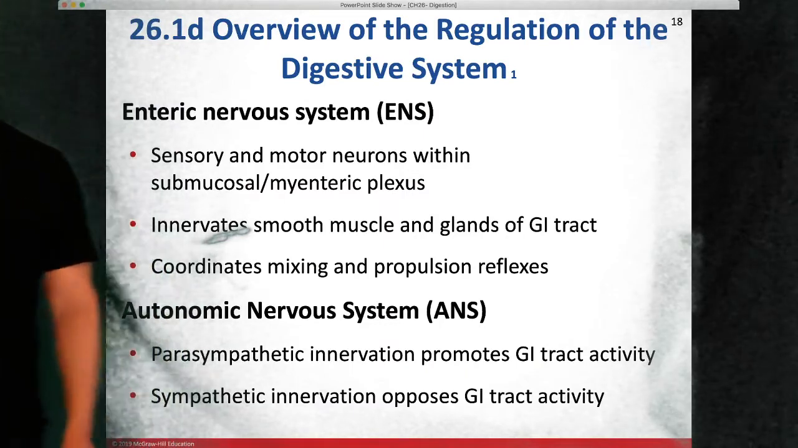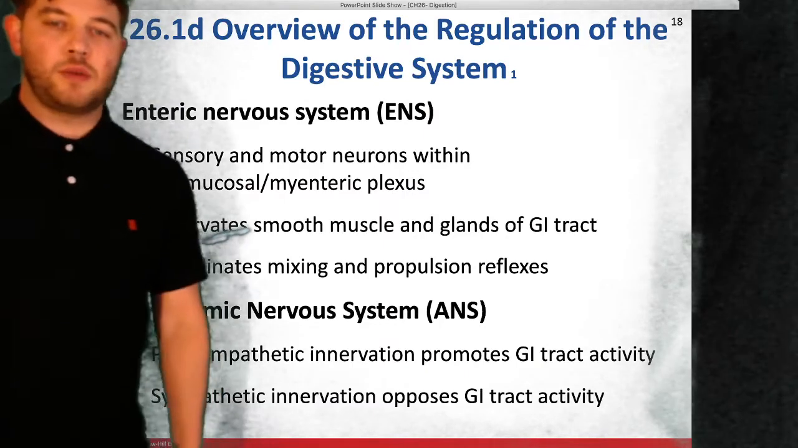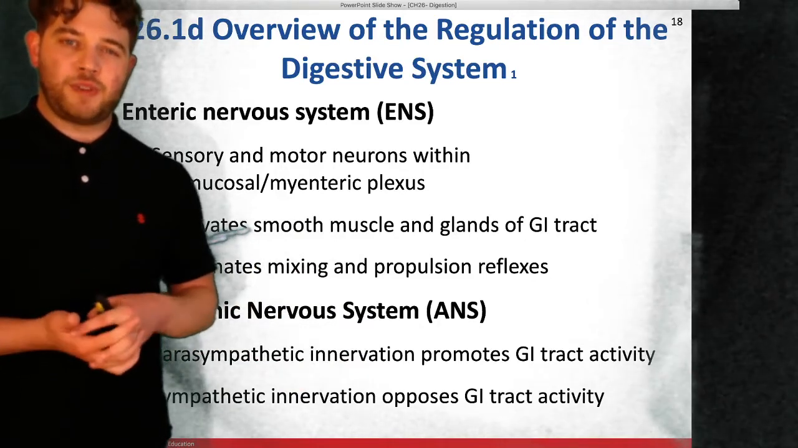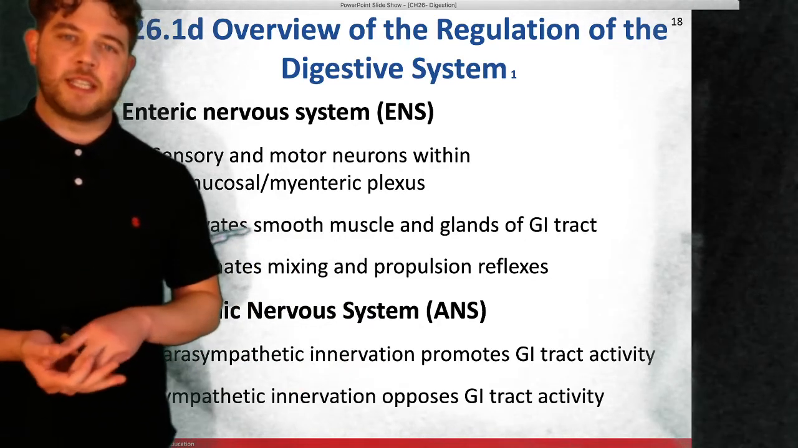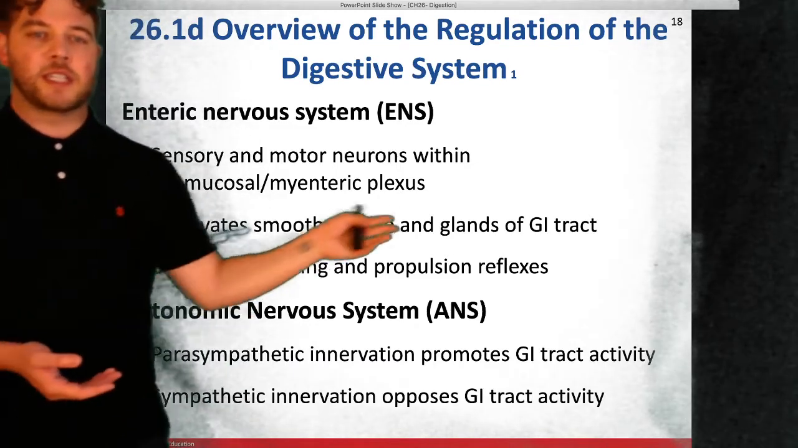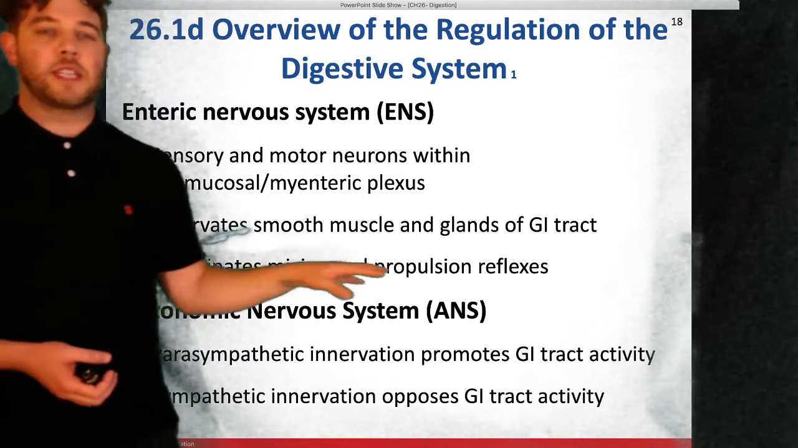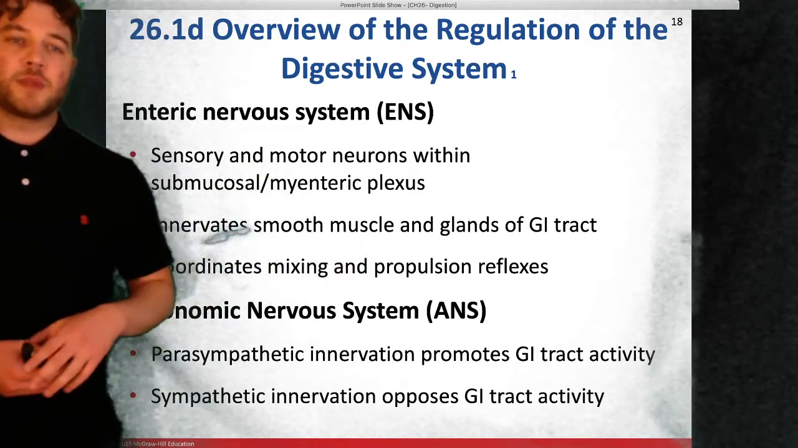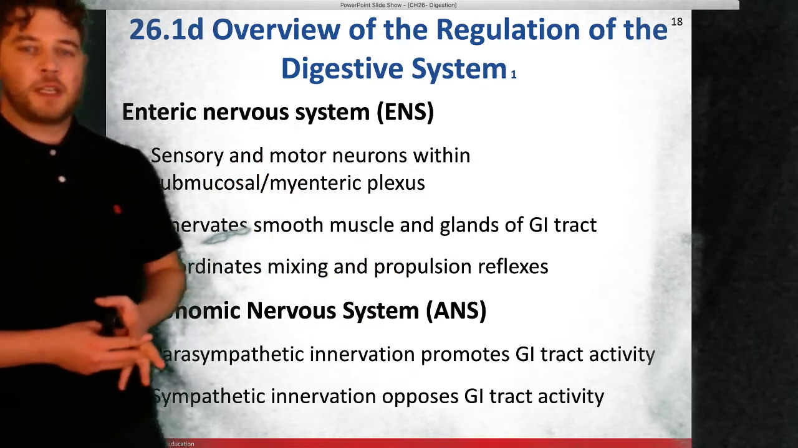Okay, regulation of the digestive system. So you have learned all about the nervous system. We mentioned briefly, I'm pretty sure that we go over briefly in chapter 16, the enteric nervous system. This is the one that essentially is going to be innervating the smooth muscles and glands of the GI tract, coordinating mixing and propulsion reflexes. It has both sensory and motor neurons within those 2 plexuses.